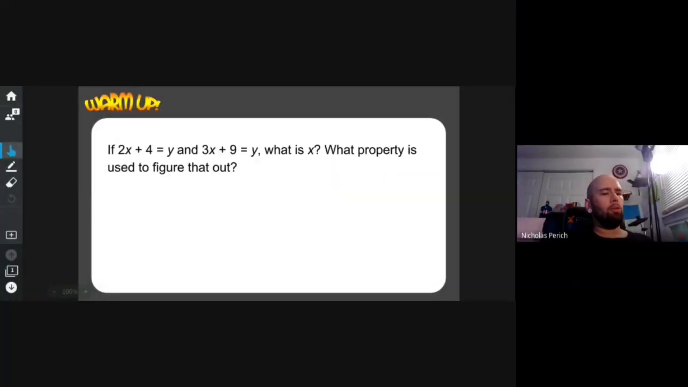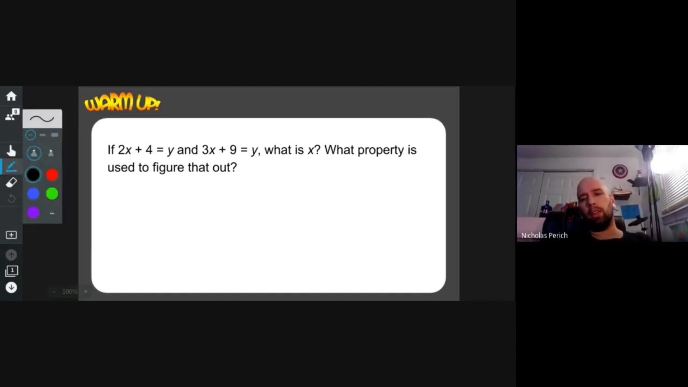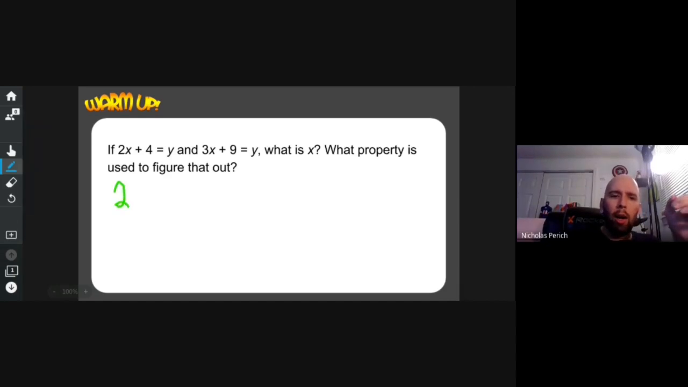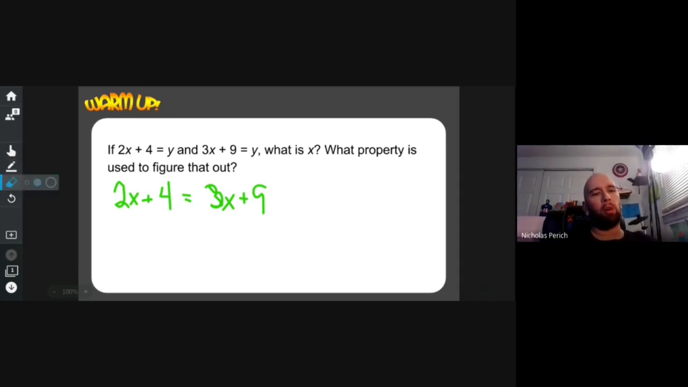If 2x plus 4 equals y and 3x plus 9 equals y, we're allowed to say stuff like this due to the transitive property of equality. 2x plus 4 equals y, and also 3x plus 9 equals y, so they're both equal to each other, and that's the transitive property of equality, ladies and germs.